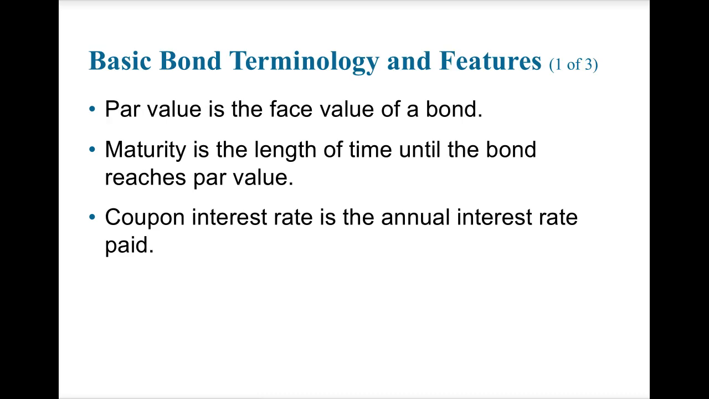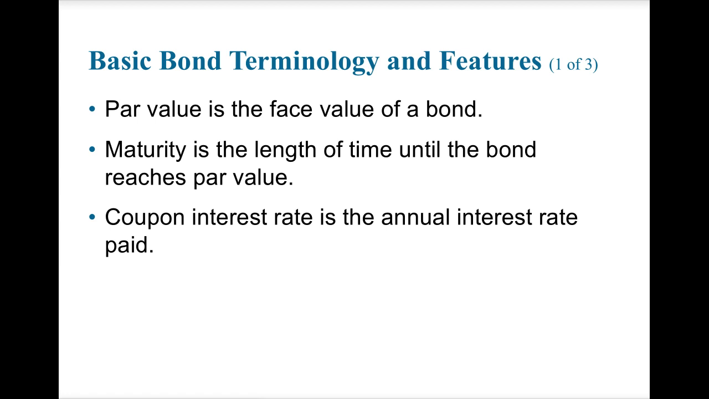So let's talk about some basic terminology. Par value. So the par value is very important in bonds. This is the face value of the bond, or the amount that you're going to get returned to you at maturity. So basically the bond is born at the par value and it dies at the par value, and then it trades at all different values during its life as it adjusts to changes in interest rates.